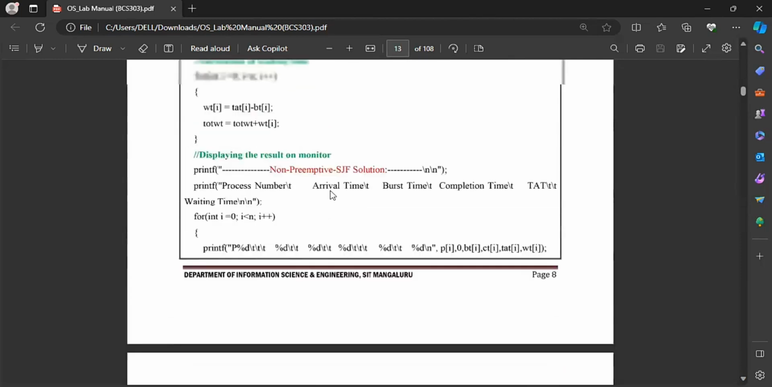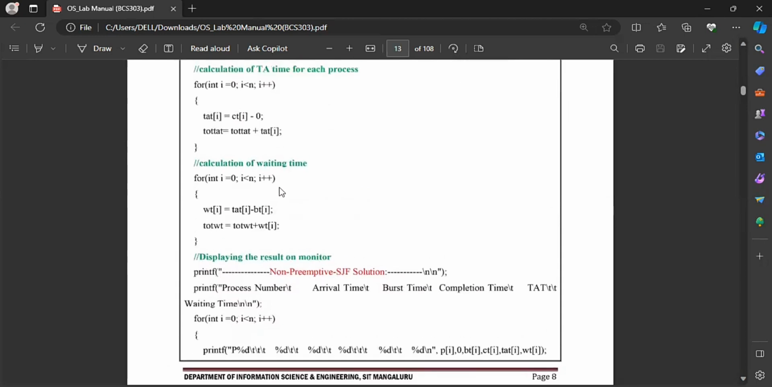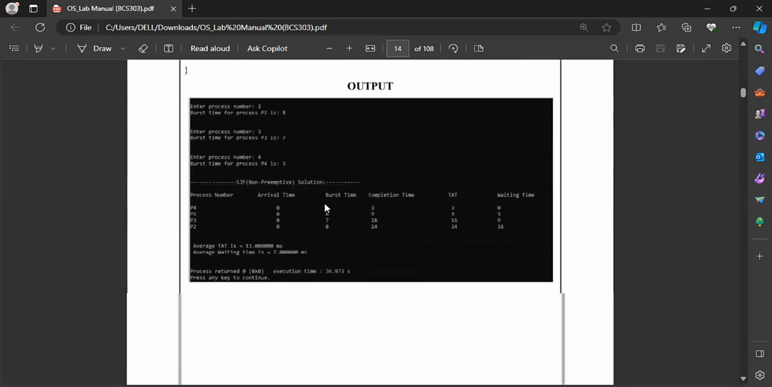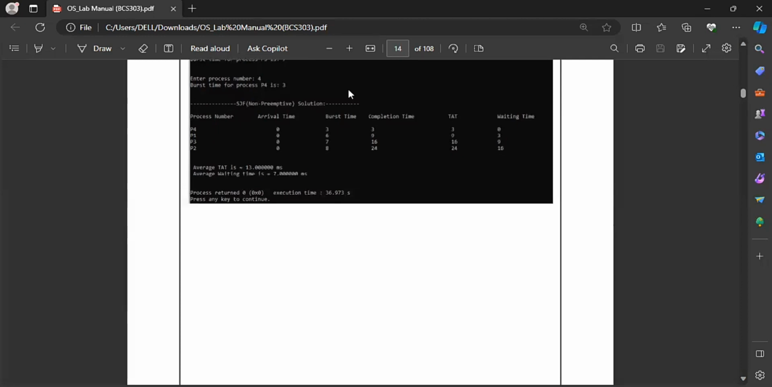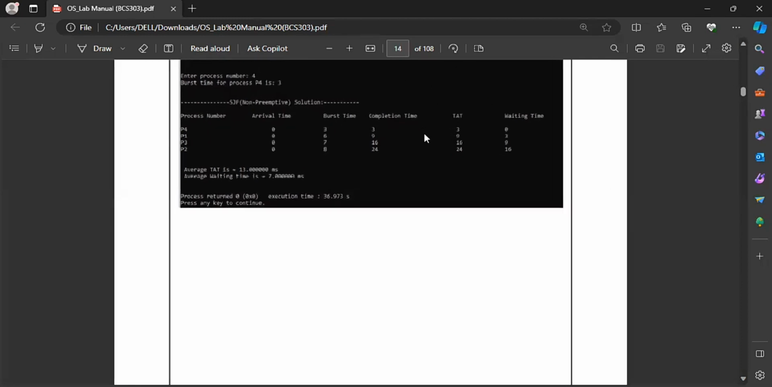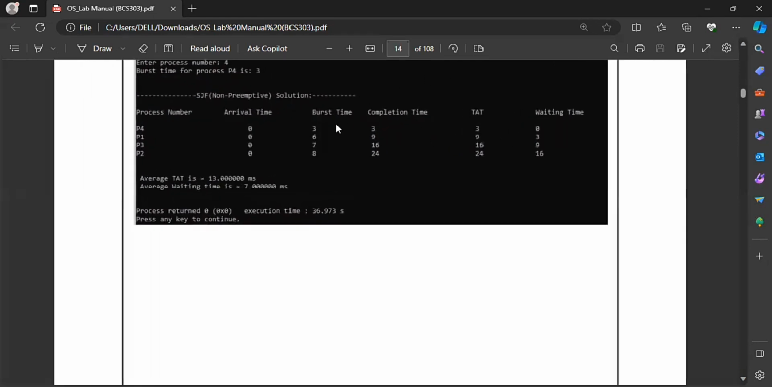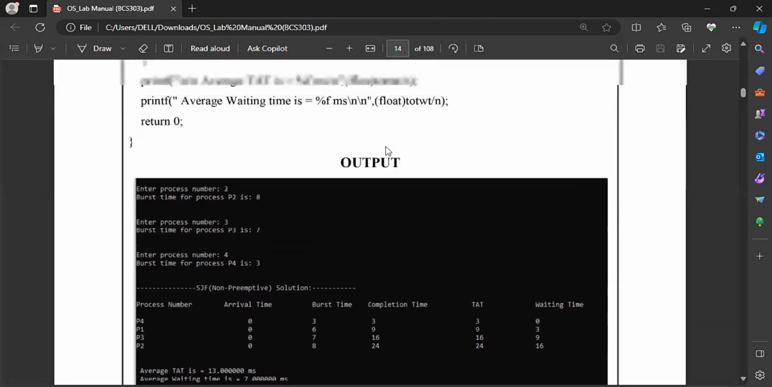Okay. After that, we are calculating the waiting time. How are we calculating the waiting time? Turnaround time minus burst time. 3 minus 3 will be 0. 9 minus 6 will be 3. 16 minus 7 will be 9. Then 24 minus 8 will be 16. Right.